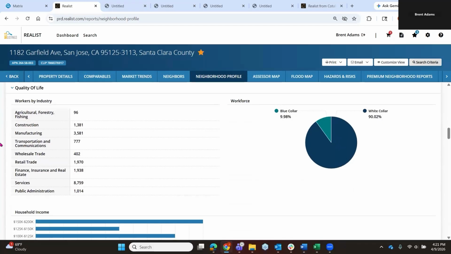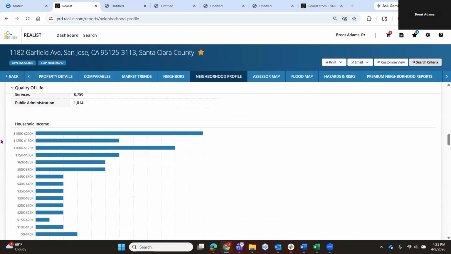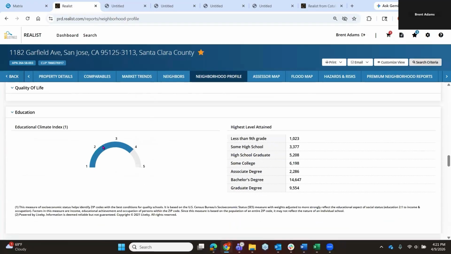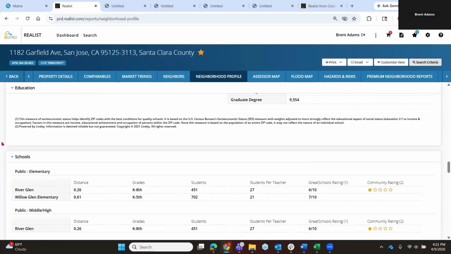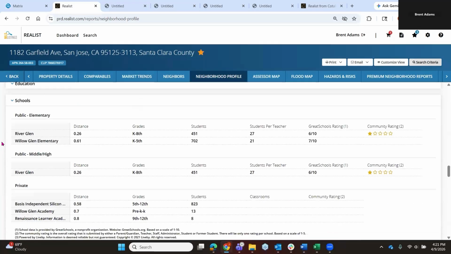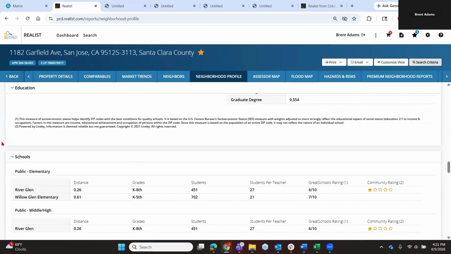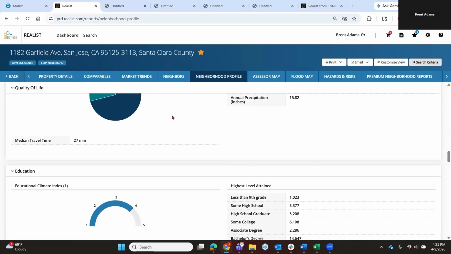Same thing here with where do people work? What sort of household income do they have as well? Even what sort of commute method and what sort of education level they've attained. So you know if it's an educated populace or maybe not as much. And that'll help you understand what's going on in this neighborhood too. Is it blue collar? Is it white collar? We've got more information about schools and businesses. I think that's more helpful maybe for individuals who are looking to purchase these properties. But I really did want to show you some of that demographic information up there at the top too.